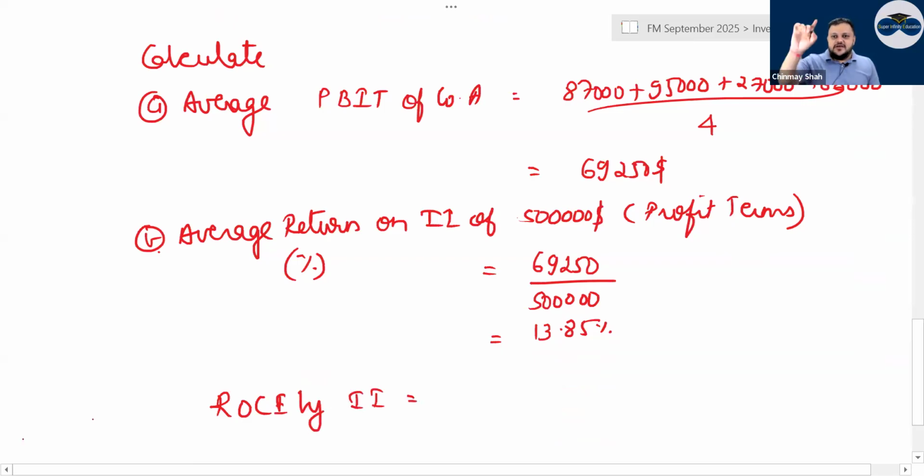One minute, take it easy. Numerator 69,250. What is it? Is it PBIT or average PBIT? Average PBIT. The whole divided by what? Initial investment or what? Tell me. 500,000 is what? Initial investment.